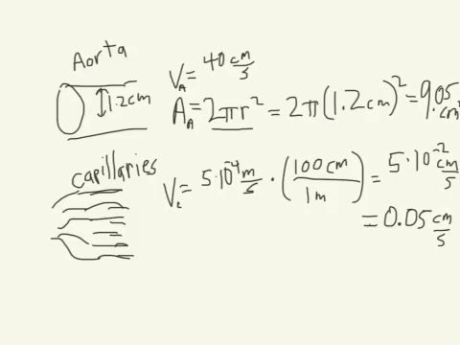Now let's think back to that equation I was talking about. V1A1 equals V2A2, which in this case is the velocity in the aorta times the cross-sectional area of the aorta, and that's equal to the velocity in the capillaries times the total area of all the capillaries. And that's what we can find with this equation, the total area of all the capillaries put together. And once we find that, we already know the radius of one capillary, so we know the cross-sectional area of one capillary, so we can figure out how many of those we need to get this total cross-sectional area.